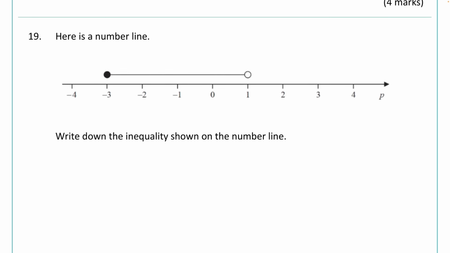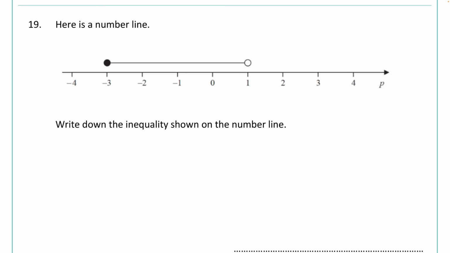Okay, question 19, we have an inequality on a number line. This is a joint inequality, so it's not just one where we have a circle and an arrow pointed where we say things like x is just bigger than 1. This one here has a joint inequality.